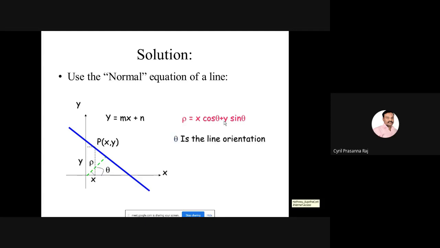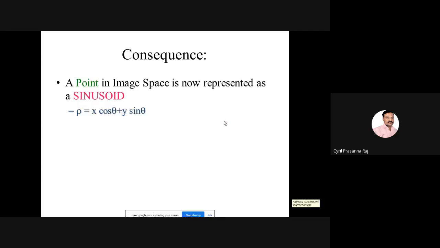We use this as the parameter space, and we will now see how to detect lines in the image. Theta is the line orientation, and rho is the distance between the origin and the actual line. By bringing in cos theta and sin theta instead of just m and n, a point in image space is now represented as a sinusoid in the parameter space.